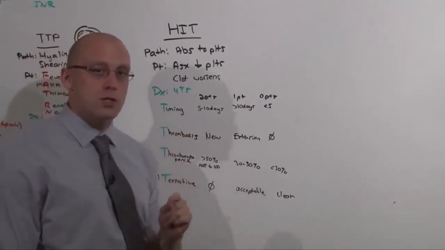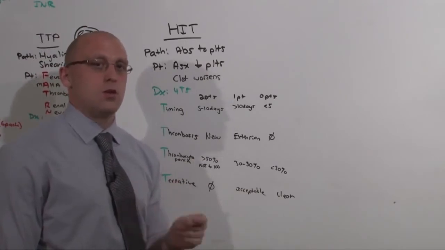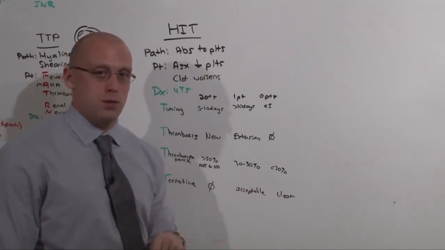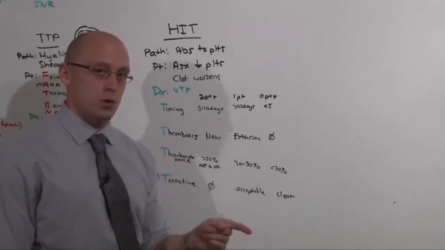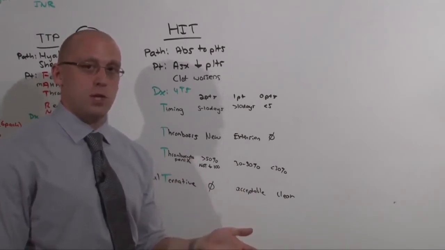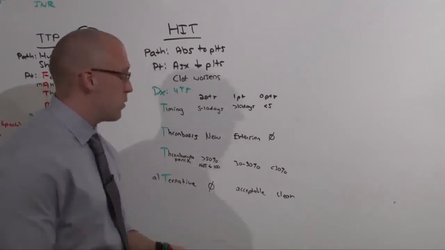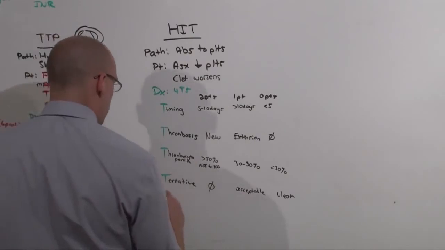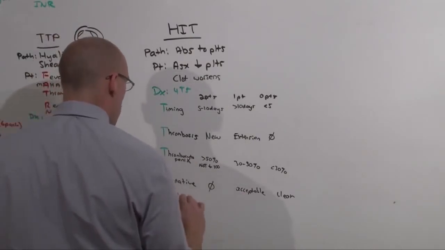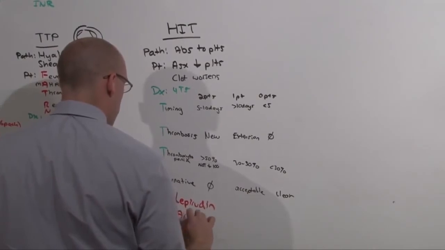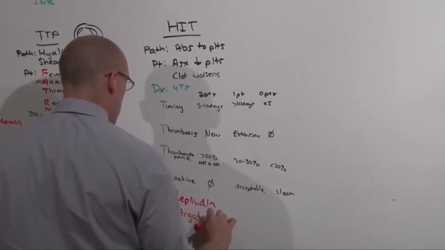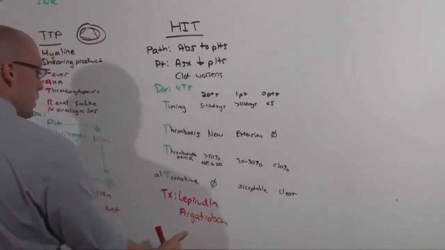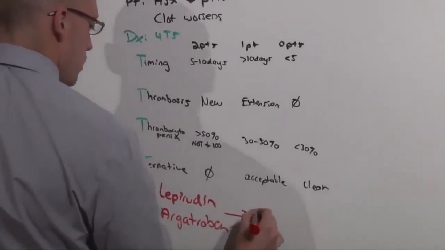You'll very rarely see HIT in your patient that you admitted. You will see them in people who return to the hospital after a couple of days of being released. The treatment for heparin-induced thrombocytopenia is to bridge them either with lepirudin or argatroban, the 10A inhibitors we learned about in the bleeding lecture, and bridge them to Coumadin.